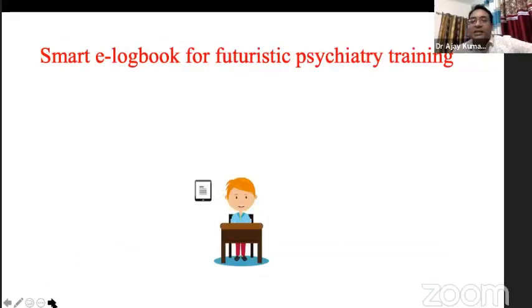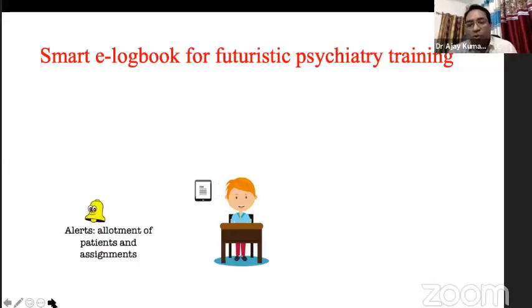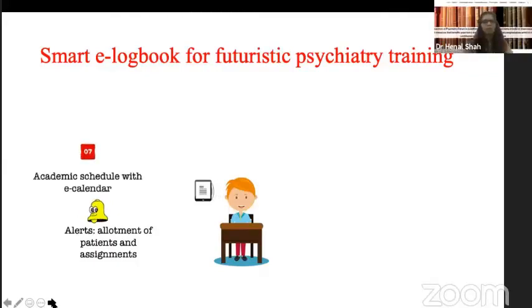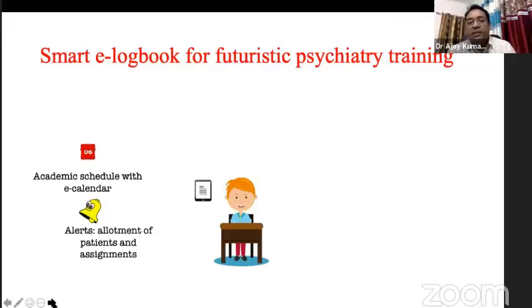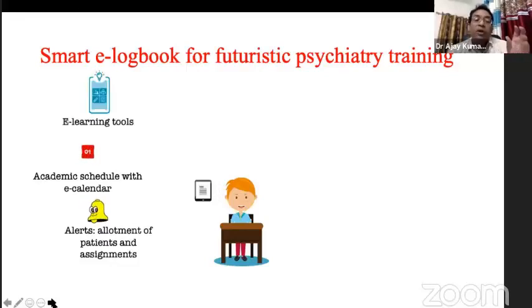So with this, as has been highlighted, there's a rapid change in medical training. We can think of a system, a kind of smart e-logbook, which can pave the way for futuristic psychiatry training. And there's a possibility that it can happen. One day, whenever there is a new patient in the ward and it is allotted to a particular student, the student may get a notification. The academic schedule may get automatically synchronized with the e-calendar, and the student has a better orientation and better time management. If we provide extensions to the e-logbook with an e-learning tool, then e-learning also will be done with the help of this.